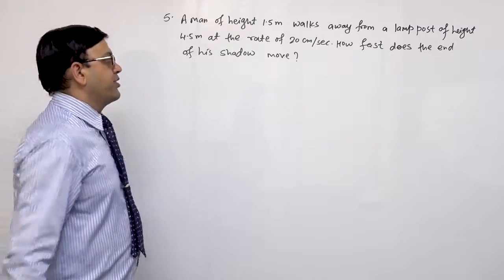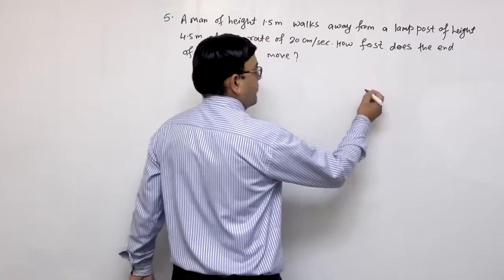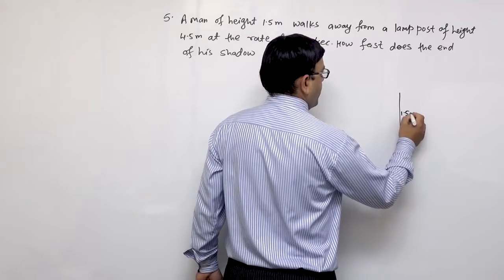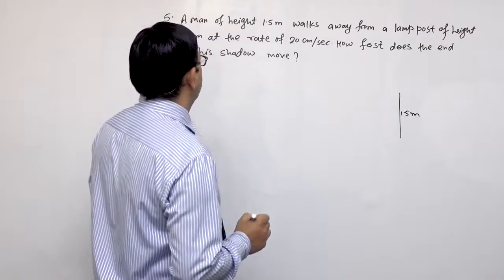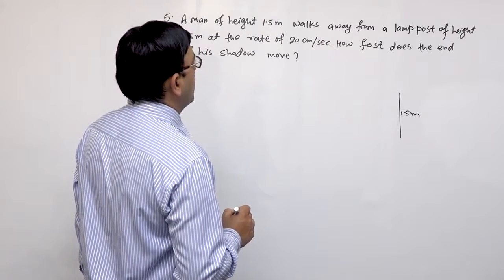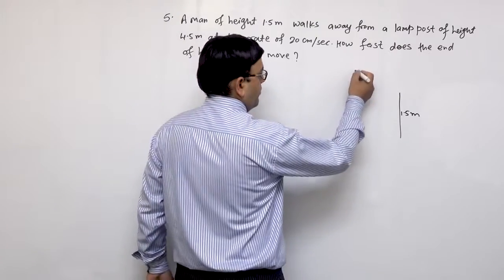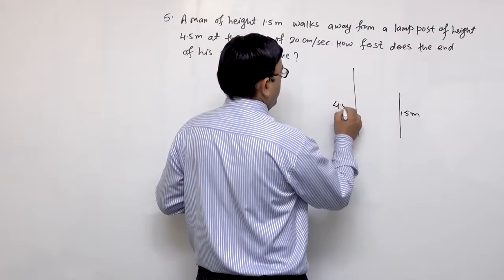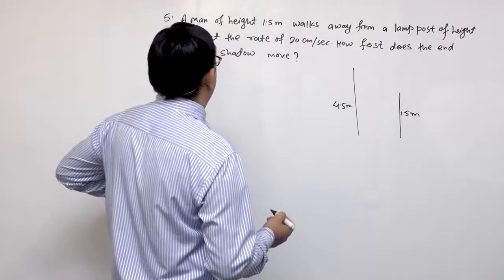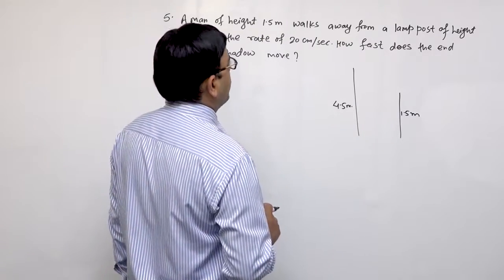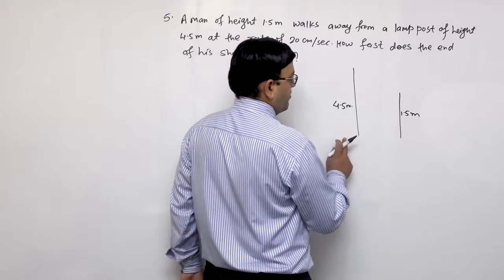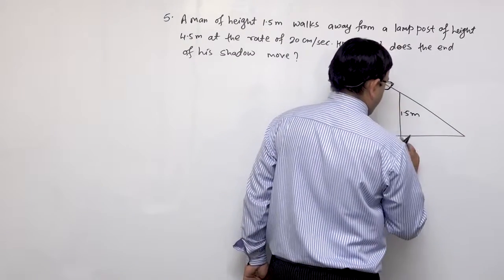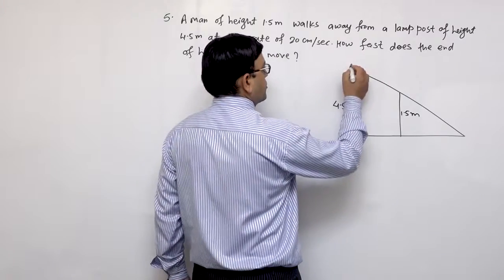A man of height 1.5 meter walks away. Suppose this is a man whose height is 1.5 meter, walking away from a lamppost of height 4.5 meter. Suppose this is a lamppost of height 4.5 meter. At the rate of 20 centimeter per second, how fast does the end of his shadow move? Suppose it comes like this one, and here we see the shadow of this lamppost.